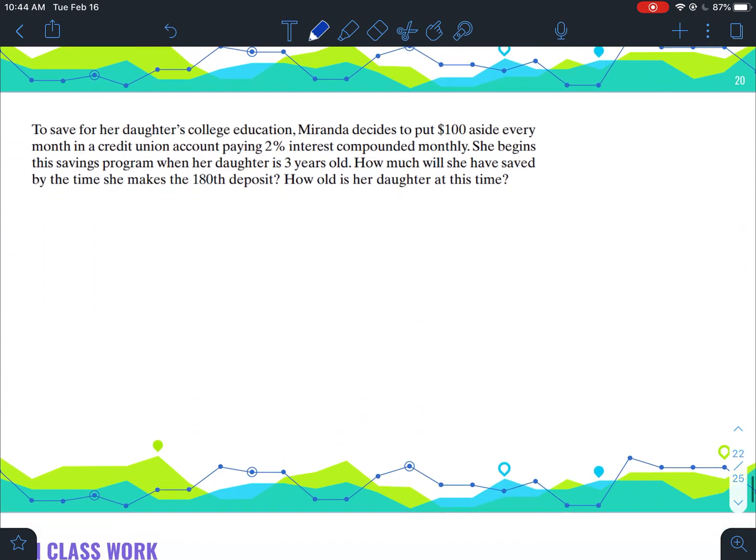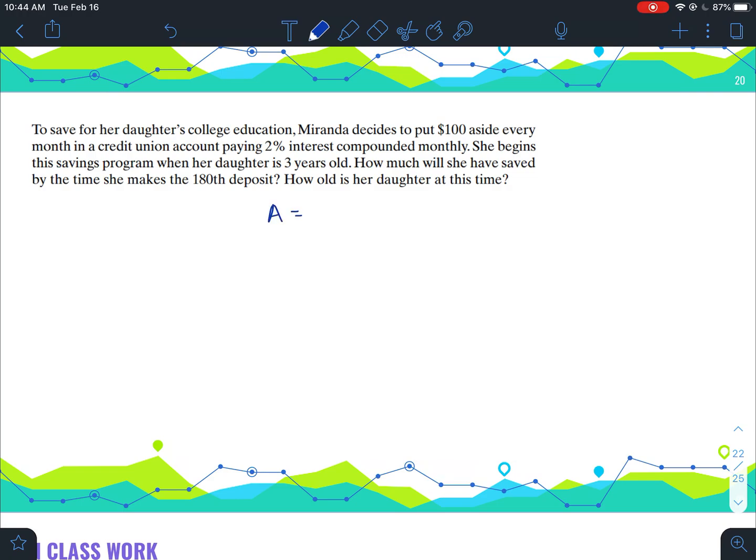Let's look at another example. To save for her daughter's college fund, Miranda decides to put $100 aside every month in a credit union account paying 2% interest compounded monthly. She begins this savings program when her daughter is 3 years old. How much money will she have saved by the time she makes her 180th deposit? How old is her daughter at this time?